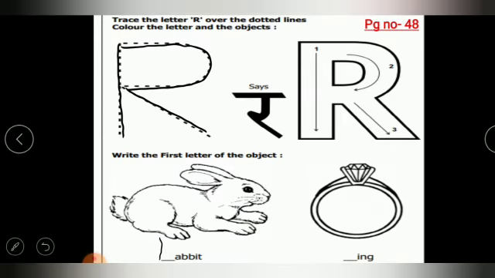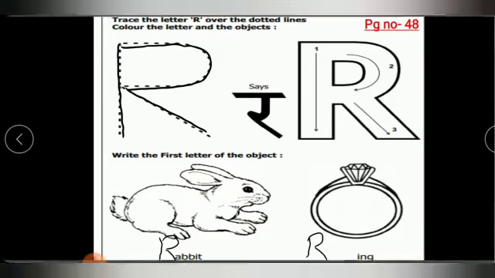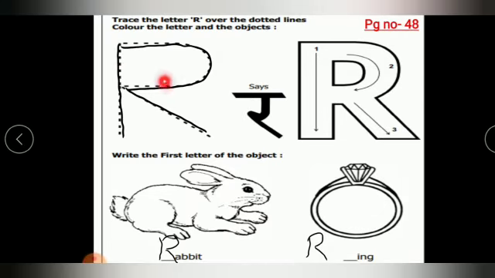Standing line. From up to middle. Curve. And then baby slanting line. Okay, and you have to color in the picture also. Here first you have to trace the letter. You have to trace on the dots, okay, dotted lines. Here you can color of your choice. Rabbit you have to color, and in the ring you have to color.